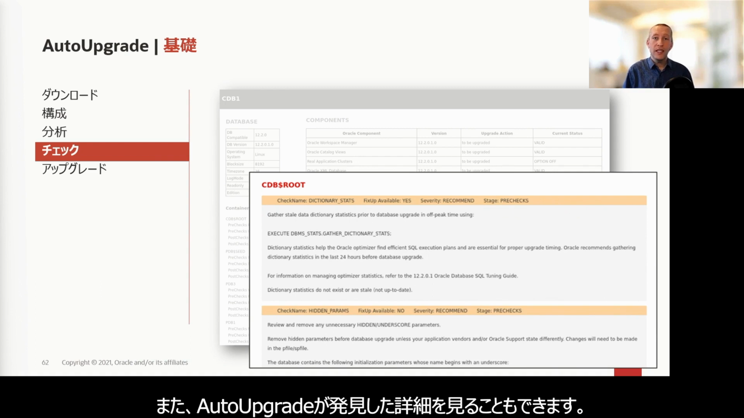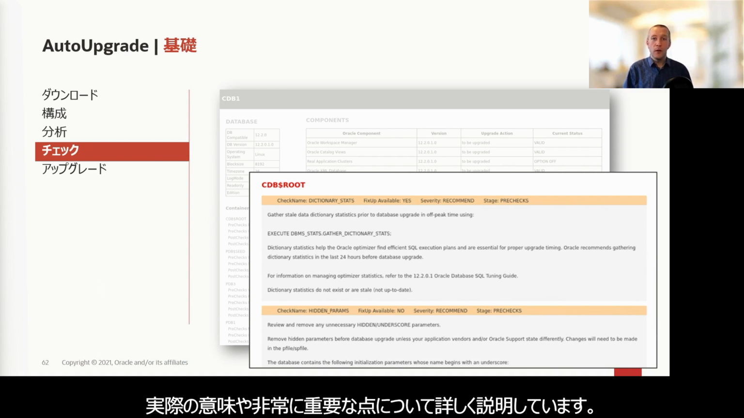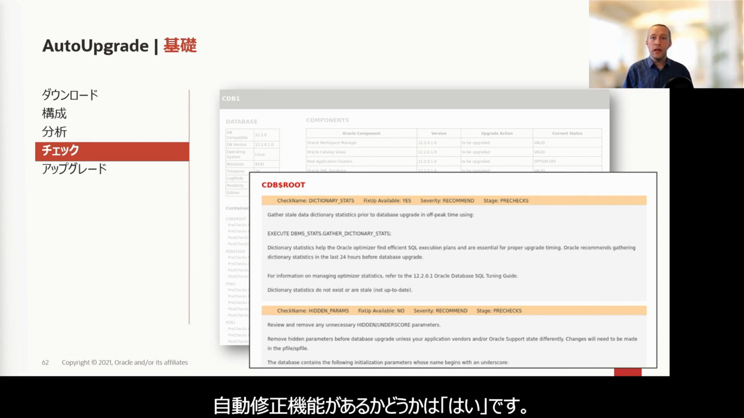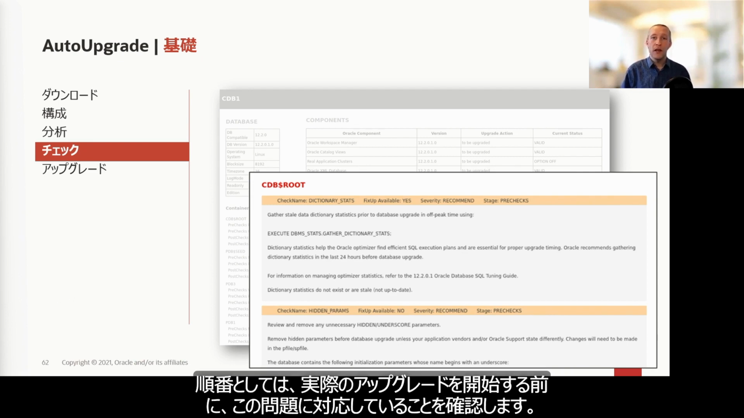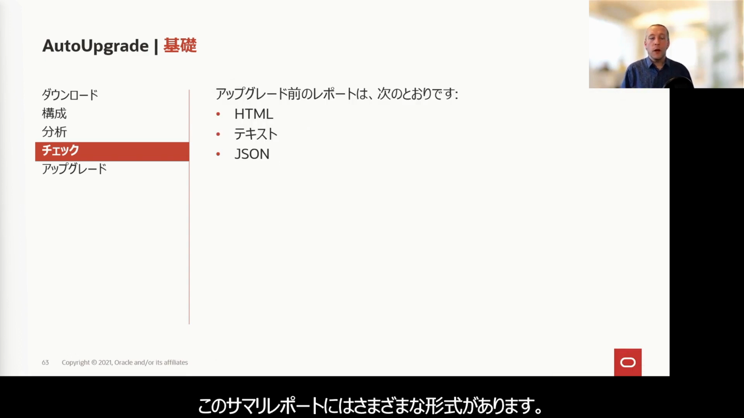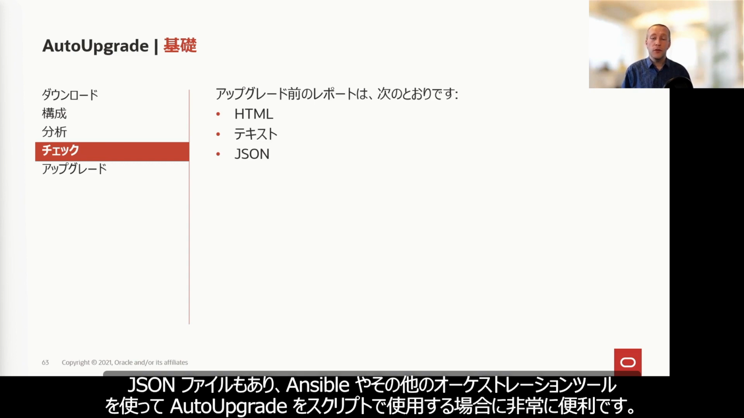You can also look at the details that are found by AutoUpgrade. We have an elaborate description of what it actually means, and very important, we also list whether AutoUpgrade has an automatic fix-up for this specific issue. If fix-up available is yes, then there's no need to worry. AutoUpgrade will ensure that this is handled before it starts the actual upgrade. The pre-upgrade report comes in various formats. I've shown you the HTML and log format, but we also have JSON files, which is very useful if you plan to use AutoUpgrade in some sort of scripting or, for instance, via Ansible or another orchestration tool.